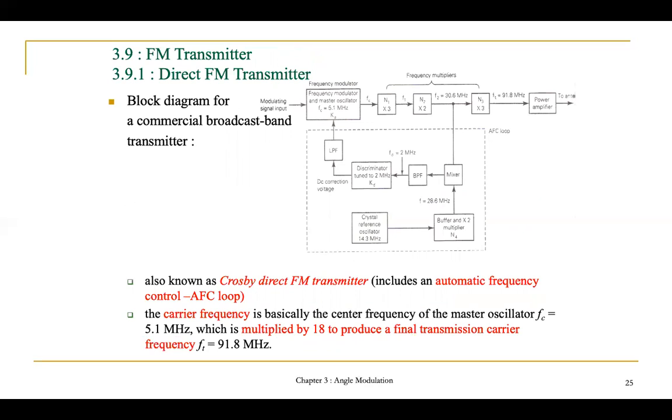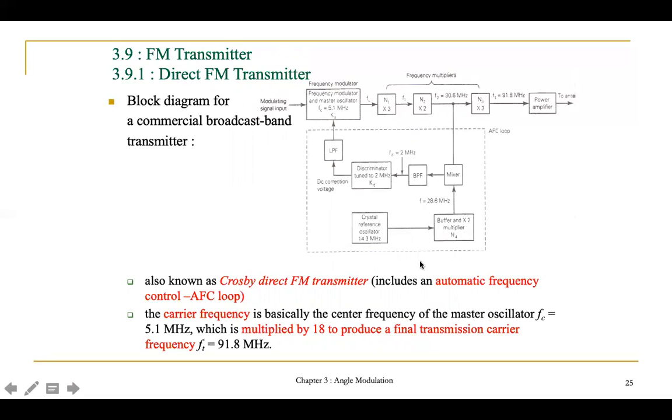So next, let's look into the FM transmitter. For FM transmitter, we also have two types. The first one is direct FM. The second one is the indirect FM transmitter. This is the direct FM transmitter block diagram for a commercial broadcast band transmitter. We also call this direct FM transmitter the Crosby direct FM transmitter, because it includes what we call the automatic frequency control, AFC loop, this one.